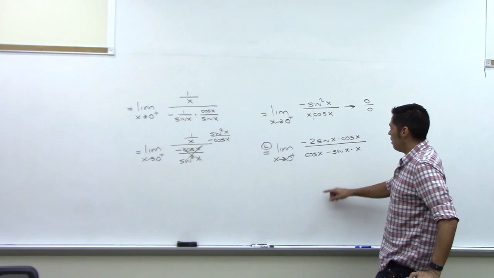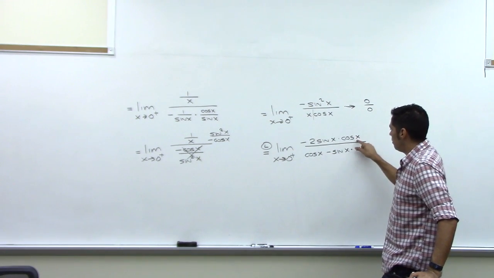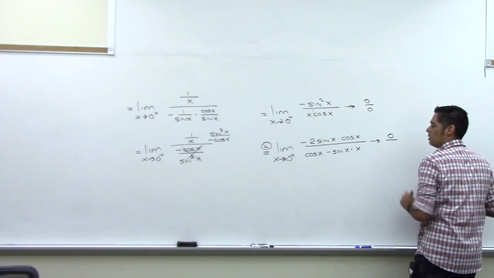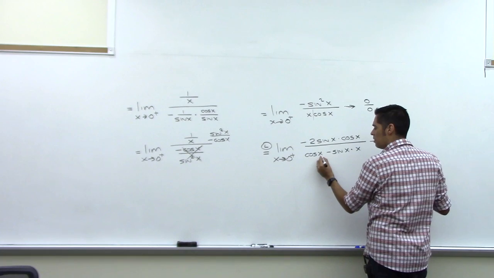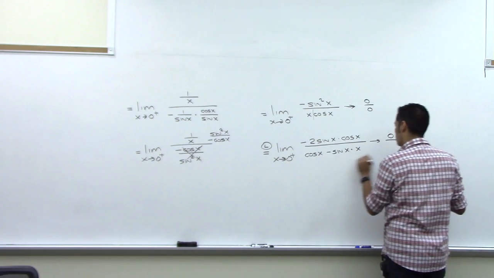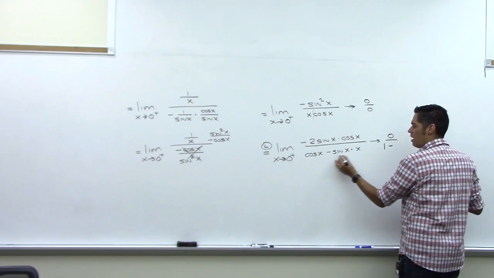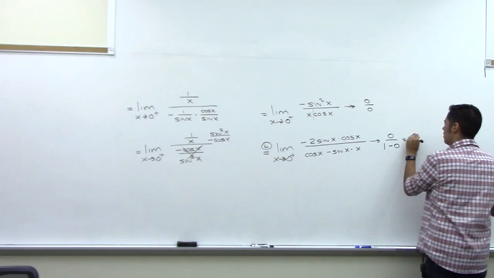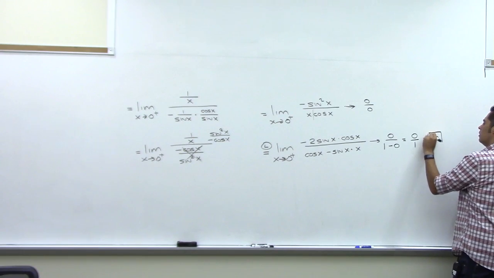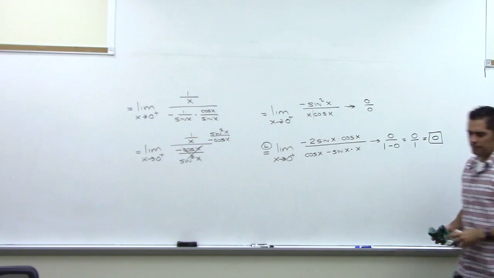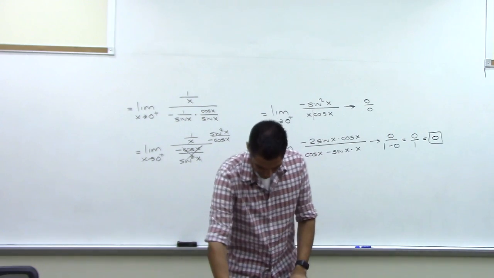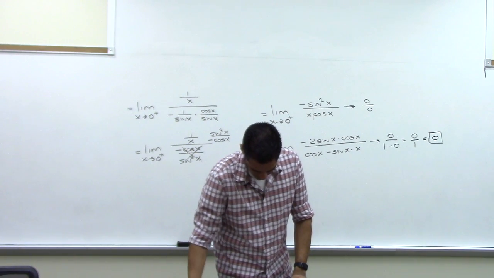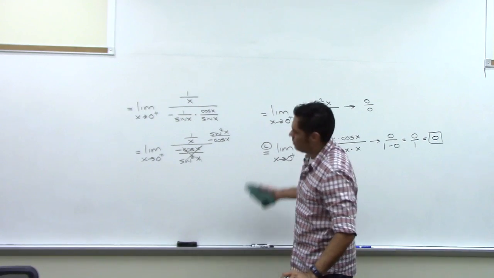Let's let x go to 0. Sine of 0 is 0, cosine of 0 is 1. That top is 0. Over, cosine of 0 is 1. Minus sine of 0, 0 times 0. That's all just minus 0. This is 0 over 1. The answer is 0. That's awesome. It worked. What number was this? 26? All right, let's look at 27.